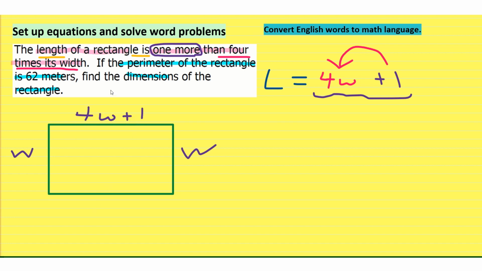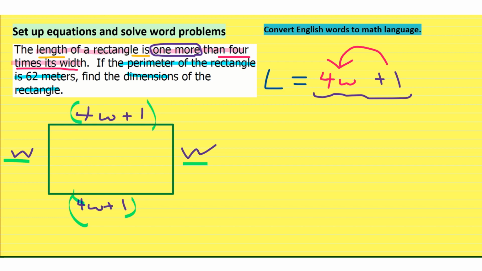Okay, and then it's a rectangle. I already drew a picture. I always encourage you to draw pictures. It's easier to visualize if you draw a picture. So it's 4w plus 1. So this represents the length on both of these sides, and this represents the width on the ends. So now, if we want to find the perimeter, we would have to add up all of these sides.